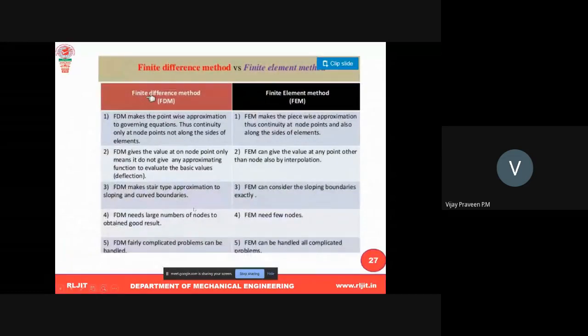So a stair-type approximation it will take. But here FEM can consider sloping boundaries exactly. It will capture any type of irregular shapes or sloping boundaries. FDM needs a large number of nodes to obtain a good result because it is a point-wise approximation. Therefore, the more nodes, the more accurate the result. But here it requires few nodes because it's piece-wise. The more elements, the more accurate the results.